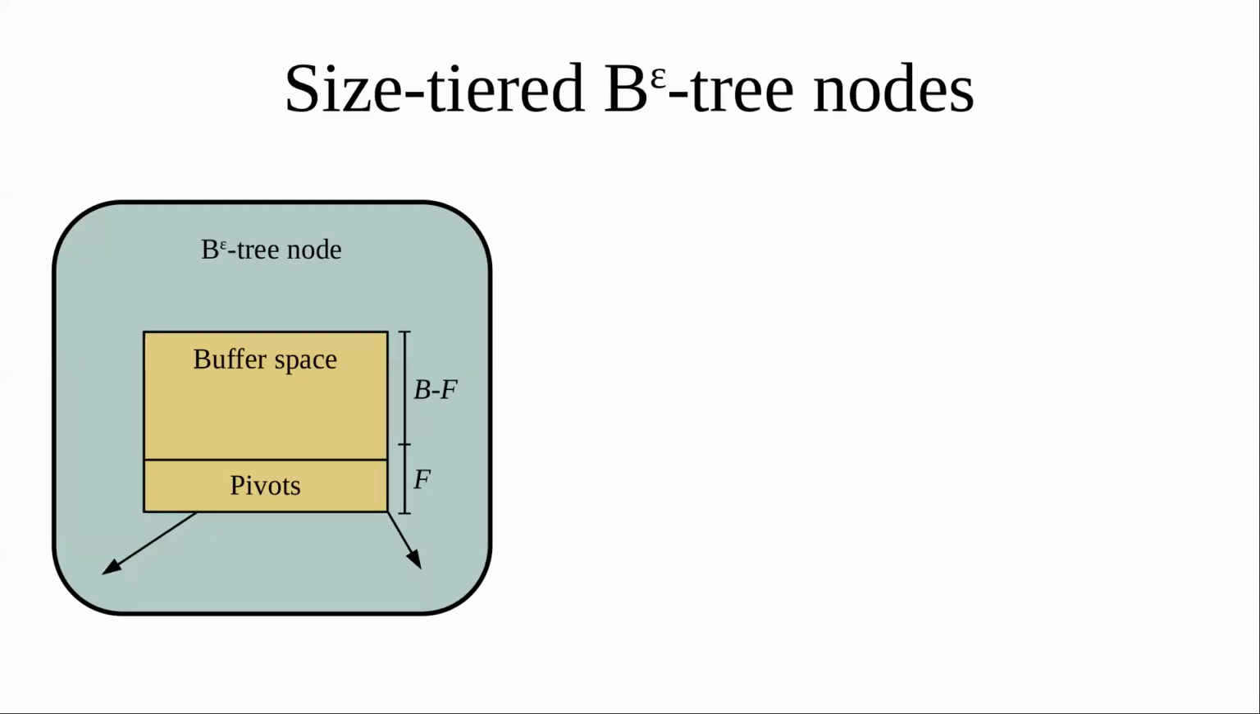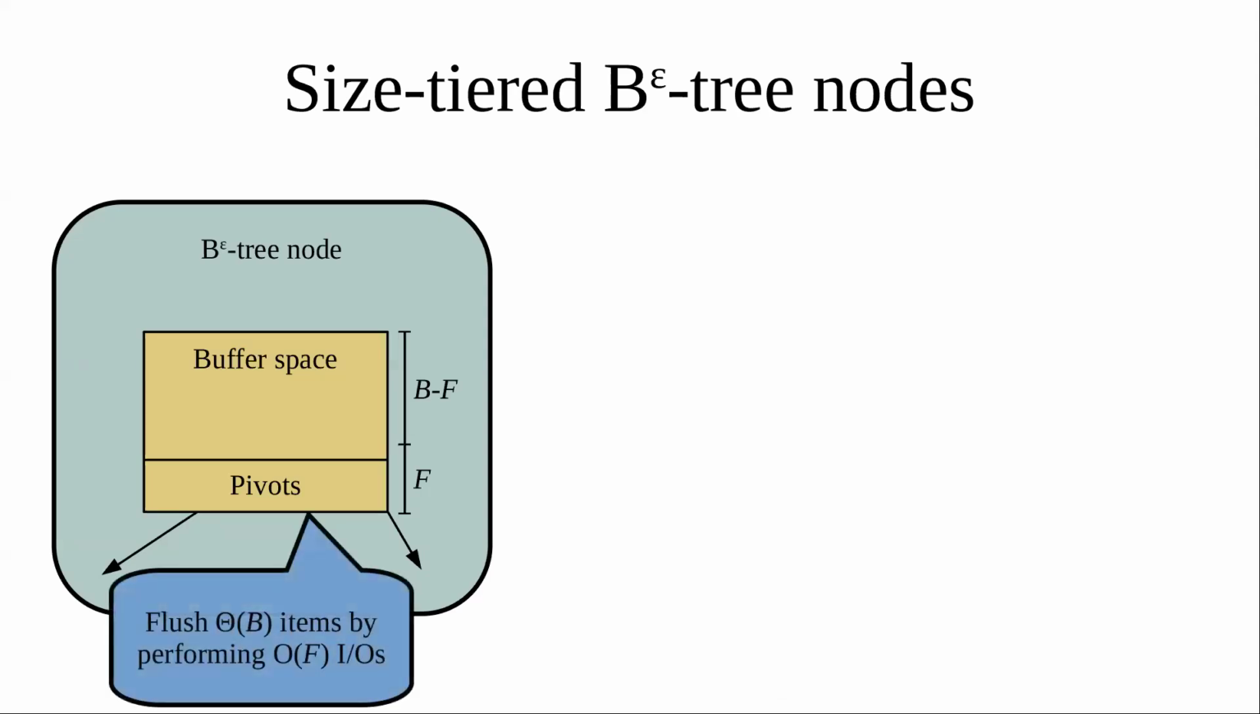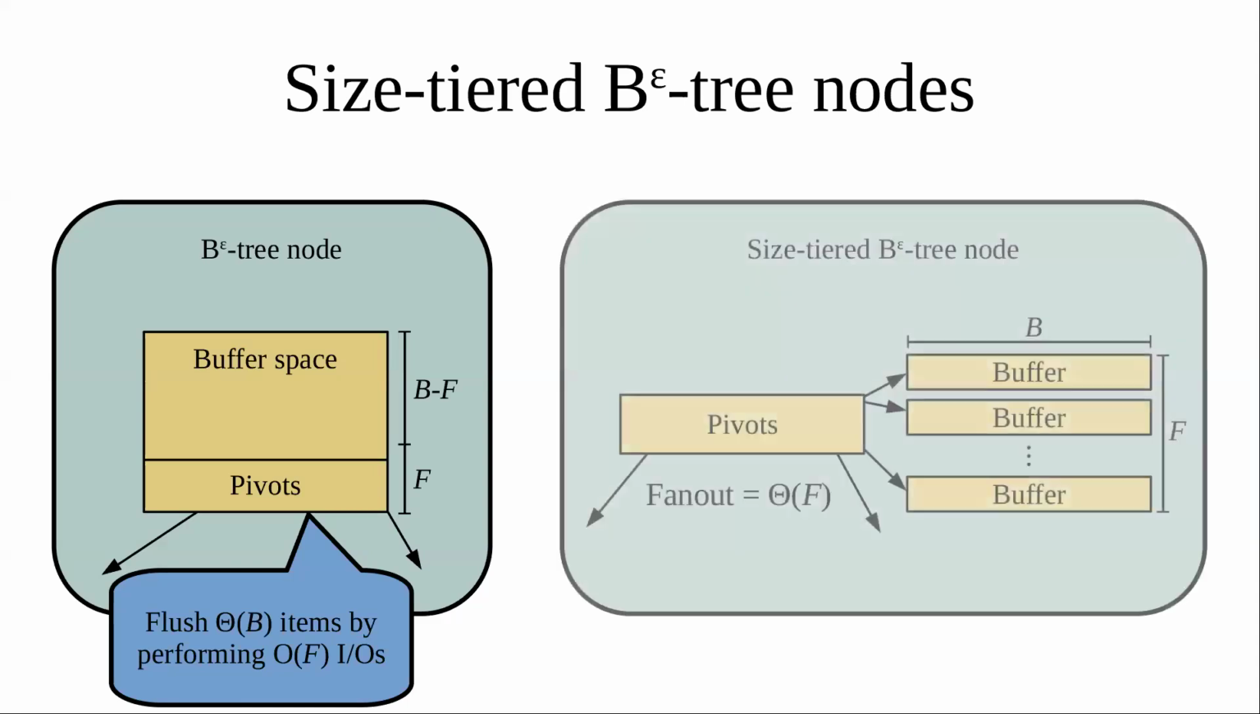Okay, so remember, here was the structure of a node in the B to the epsilon tree. We had some buffer space, we had some pivots. And remember what this got us was that our flush size was B items using F IOs. And that was the key to accelerating insertions. So if we're going to make insertions faster, we're going to have to figure out a way to flush more stuff with the same amount of IO, or the same stuff with less IO. So we're going to need a new node structure to enable us to do that.